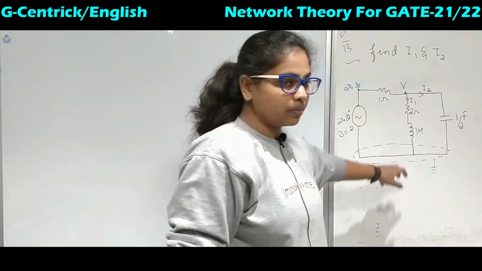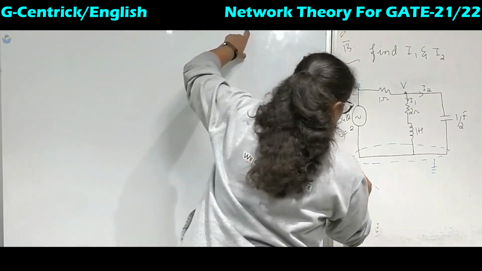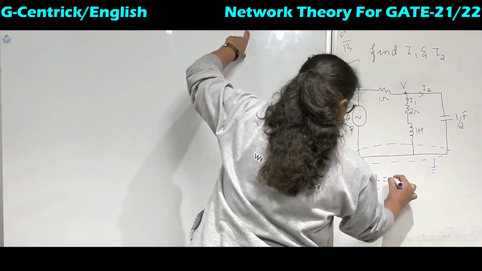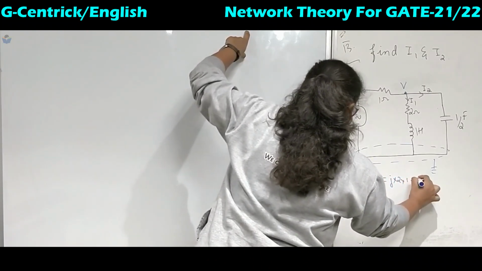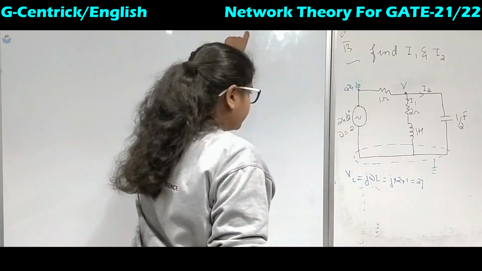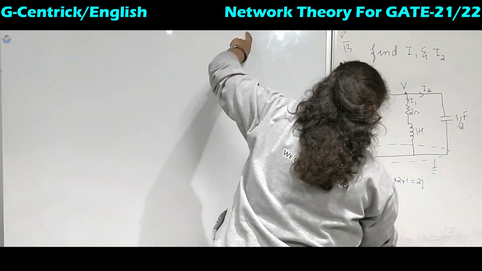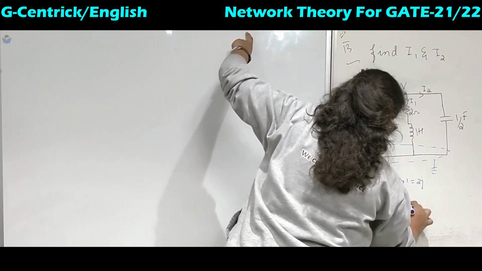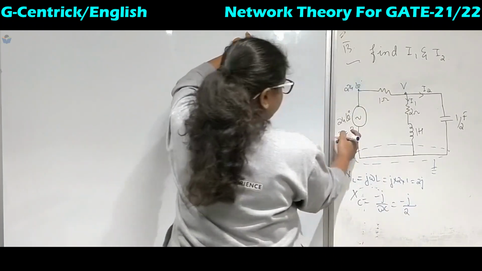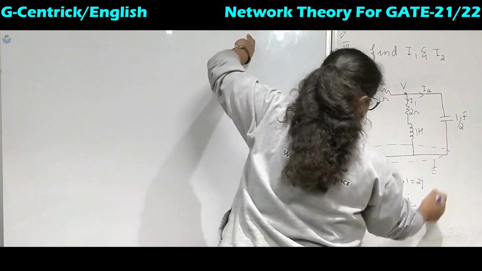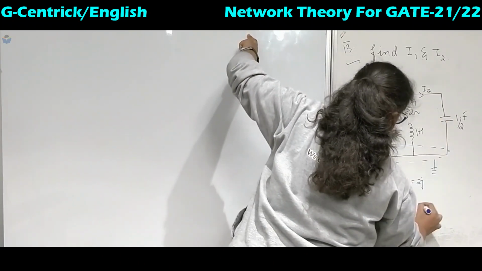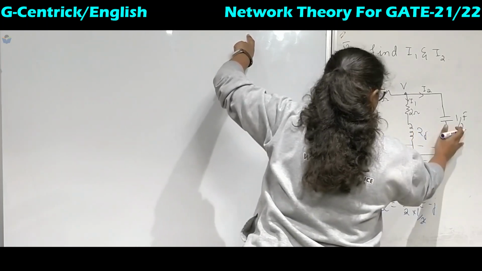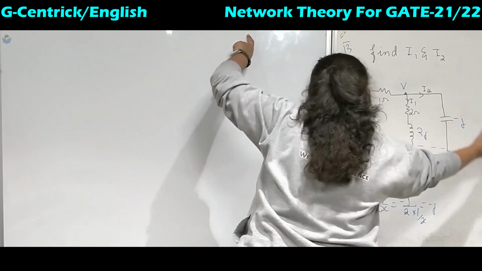First we will convert them to ohmic values. So XL is j omega L, which comes out to be j into 2 into 1, so it is 2j. This one, XC, is minus j upon omega C. Omega is 2, which they have given, so it will be 1 upon 2. So this is minus j. So we will replace this with 2j and this with minus j.